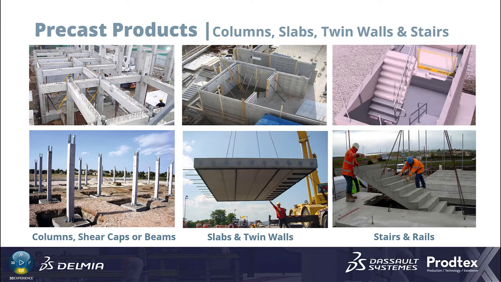Let's go to some photographs in the field so you can see what these look like. So on the left, you can see there's columns being placed in the field, and you can use a system which either has shear caps on top of the columns, or you can have beams that bridge between them. In the middle, you can see a slab being placed. It's a precast slab with rebar projecting to connect to the adjacent slab.